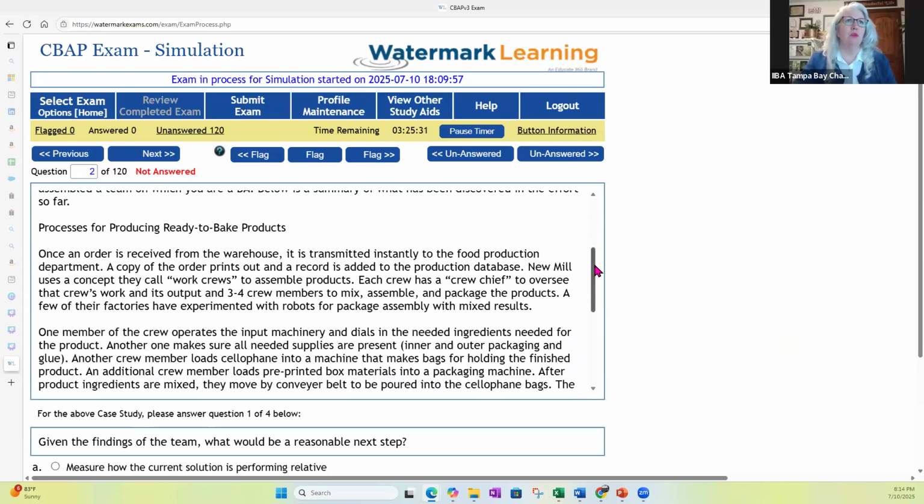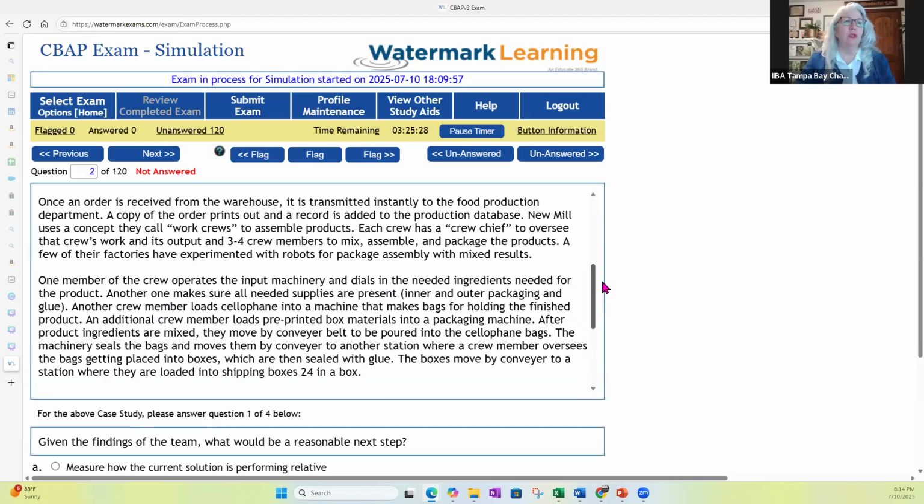Processes for producing ready-to-bake products. Once an order is received from a warehouse, it is transmitted instantly to the food production department. A copy of the order prints out and a record is added to the production database. New Mills uses a concept they call work crews to assemble products. Each crew has a crew chief to oversee the crew's work and its output, and 3 or 4 crew members to mix, assemble, and package the products. A few other factories have experimented with robots for package assembly with mixed results.